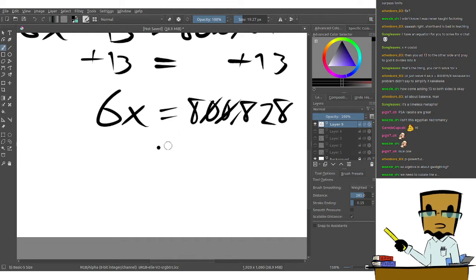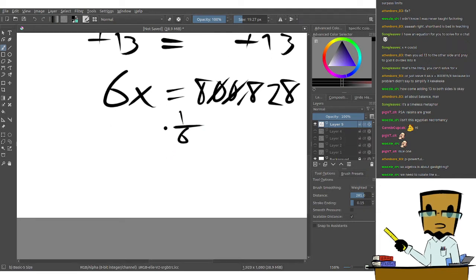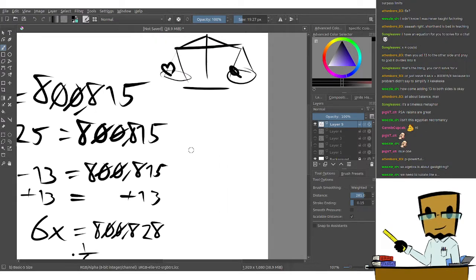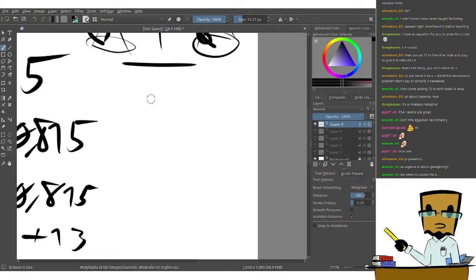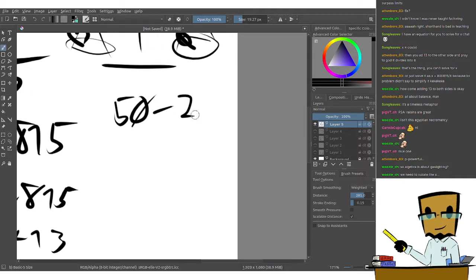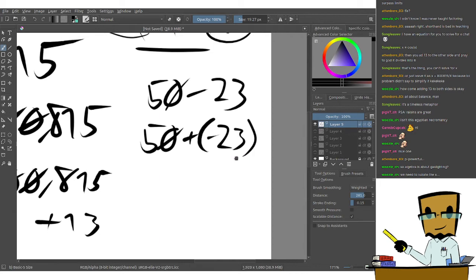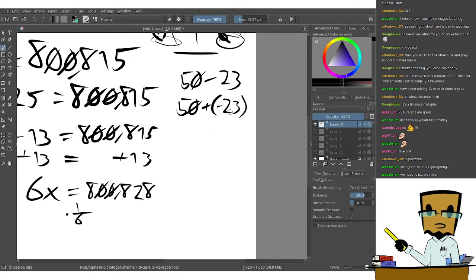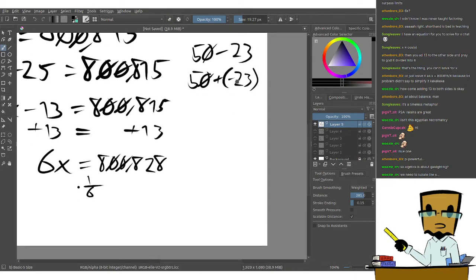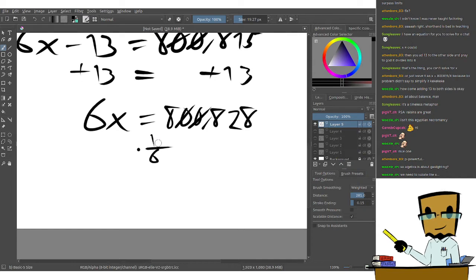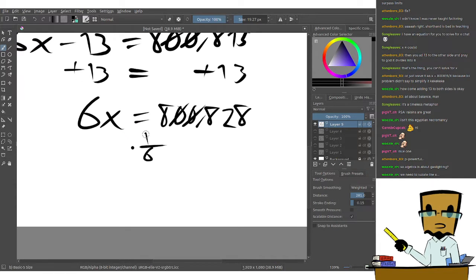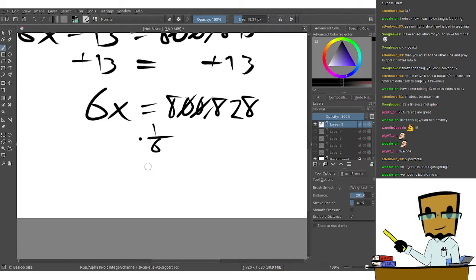So, we're dividing by 6. Now, here's a nice gamer term, whatever. If you multiply by 1 over 6, it's exactly the same. Same with subtraction. If you, say, take 50 minus 23, that's exactly the same as 50 plus negative 23. There you go. So if you think about it in terms of addition and subtraction, positive and negative are inverses of each other, or whatever, opposites. And for multiplication, 6 over 1 is the opposite of 1 over 6. I don't know if that helps you.